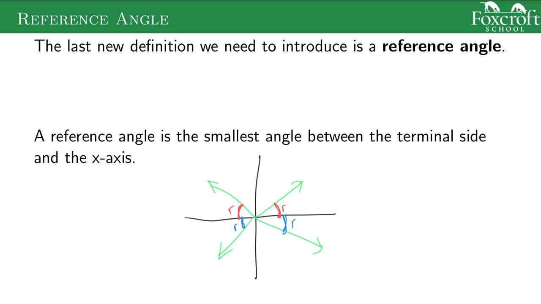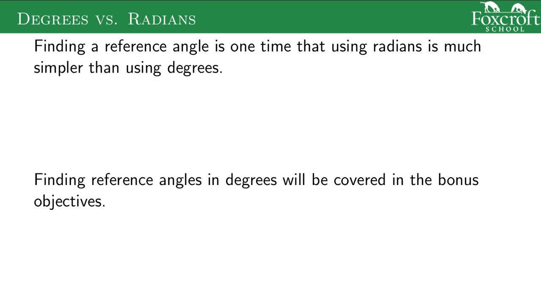This is one way that people learn how to find their sine and cosine values. So reference angles are talked about a lot when you're learning trigonometry. All right, so finding a reference angle is one of the times that radians is actually much simpler than degrees. Finding a reference angle in degrees will be covered in the bonus objectives, but for radians, because we have these fractions with radians, the reference angle is basically going to be always related to whatever the denominator is. So pretty simple for radians.